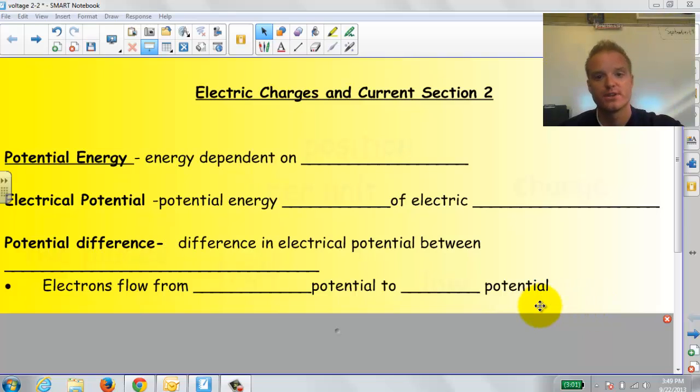Hello, I am Mr. Rogers, and you are watching the video notes for Section 2-2. This is on electricity, and Section 2-2 is covering electric charges and current.